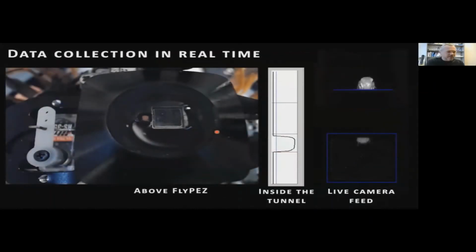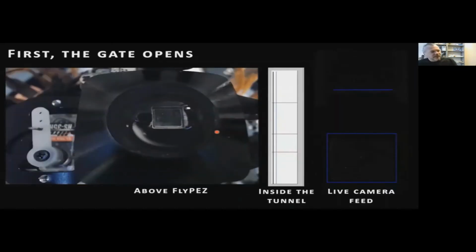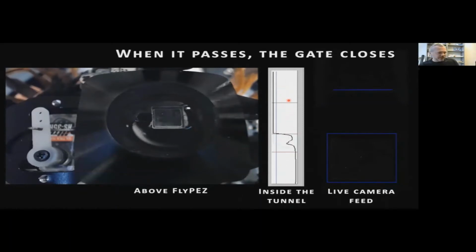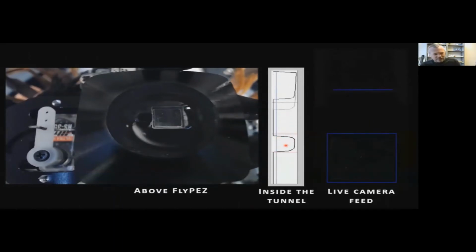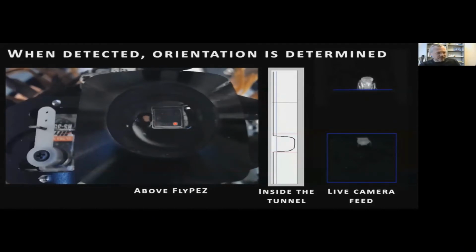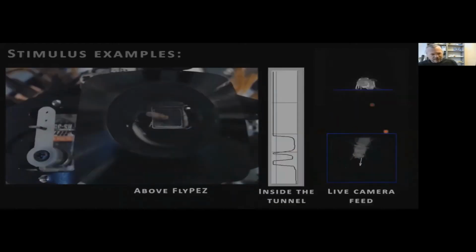So this is a real-time view of the fly coming out and everything else that happens. We'll slow it down so that you can see each part of it. So you can see the 2D representation of the 1D of the fly coming up through the tunnel. After it passes a threshold, the gate closes and the animal emerges onto the viewing platform. And this is a live feed that one can see on the computer.